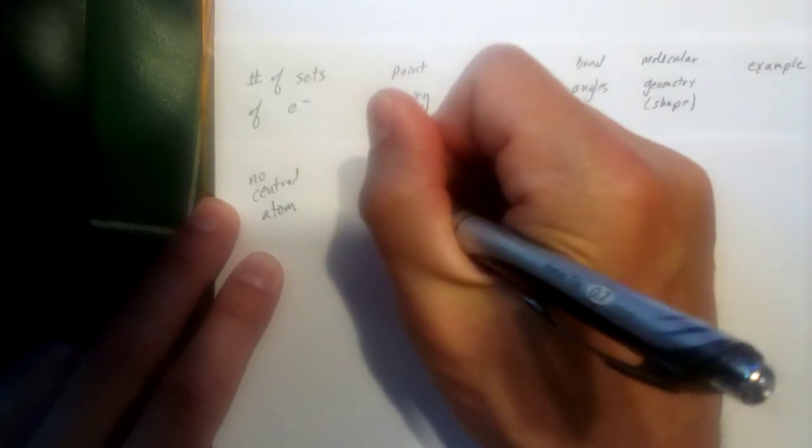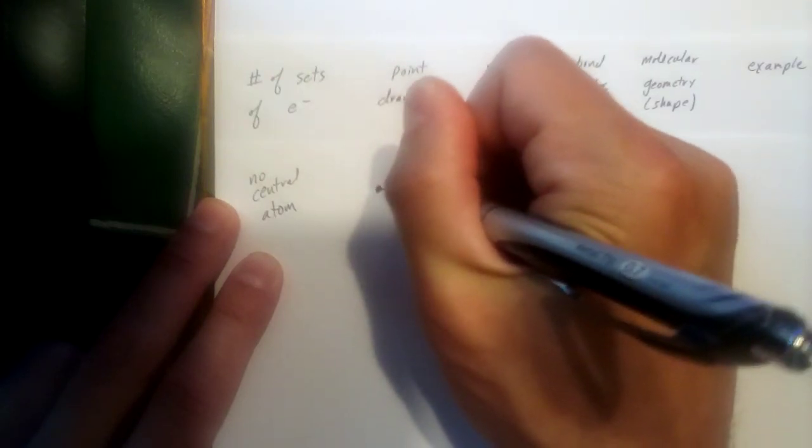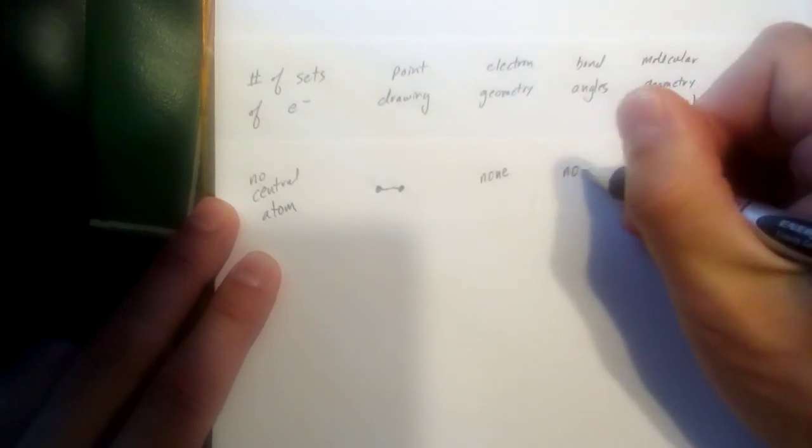Right, so the only molecule that would have no central atom would be a diatomic molecule. A diatomic molecule pretty much looks like that. There's just those two atoms involved, right? Because there's no central atom, we can't really worry about how these sets of electrons are distributed about a central atom. So there is no electron geometry in a diatomic molecule, and there is no bond angle.